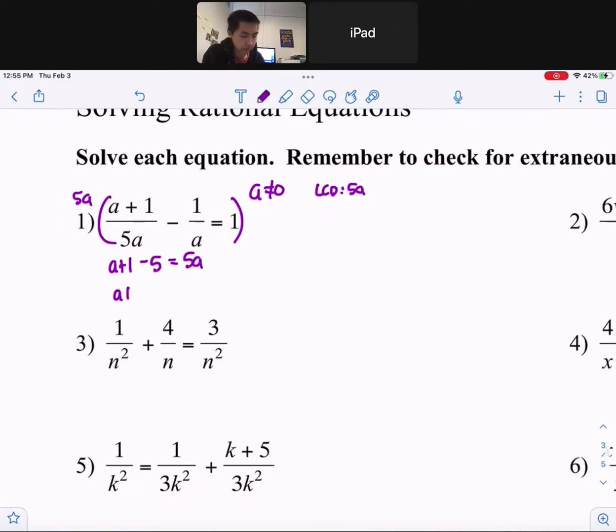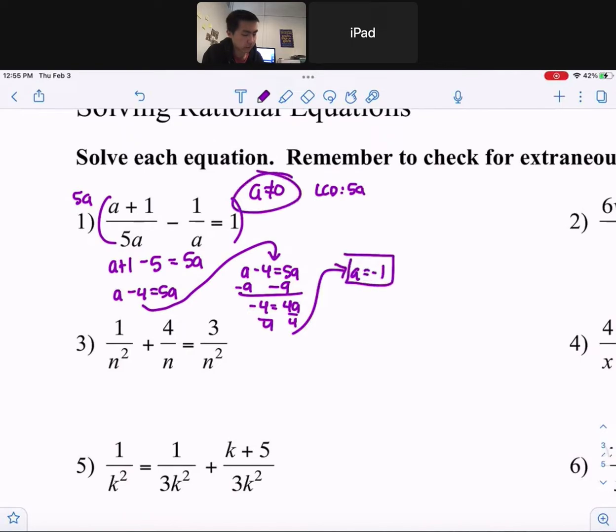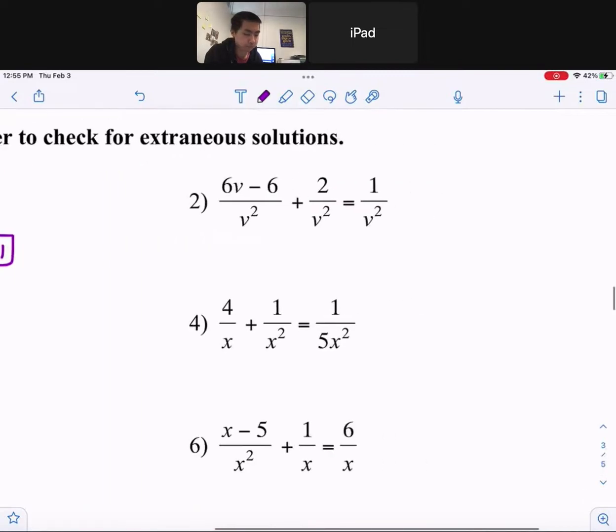So we get a plus 1, a minus 4 equals 5a, and now you combine like terms, or get variables on one side and constants on the other. So I'm going to subtract a from both sides. We get negative 4 equals 4a, and divide both sides by 4. So a equals negative 1, and we don't have to worry about the excluded value, so that's going to be our final answer.